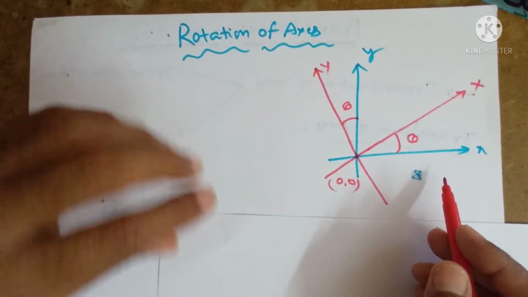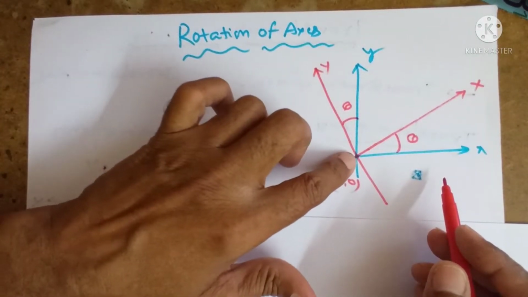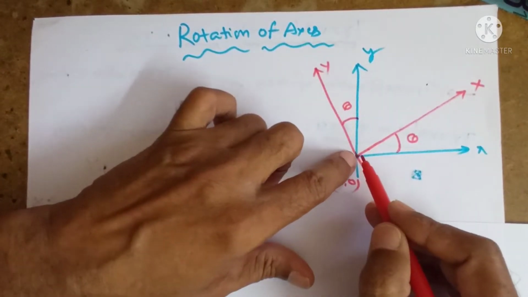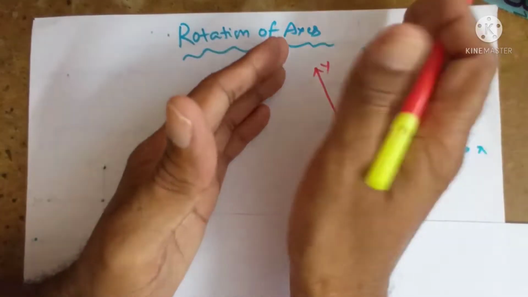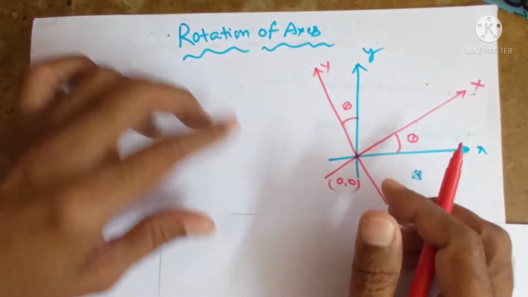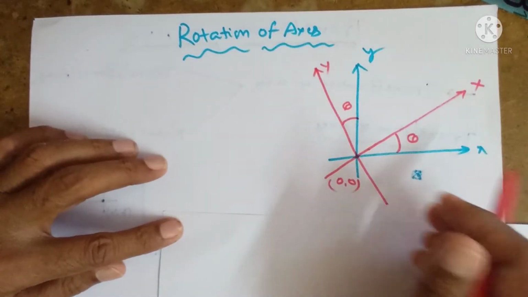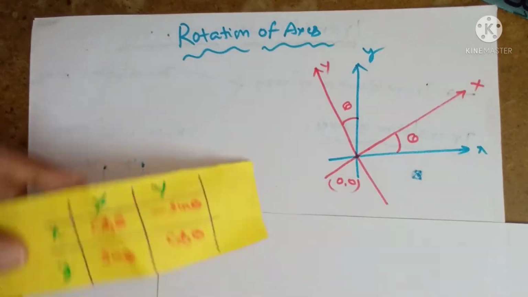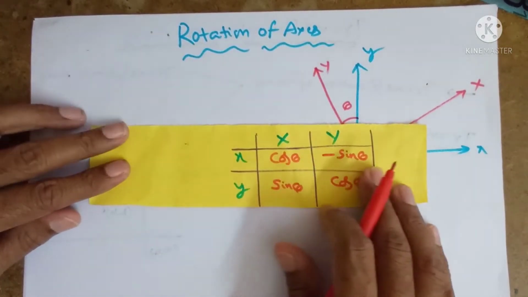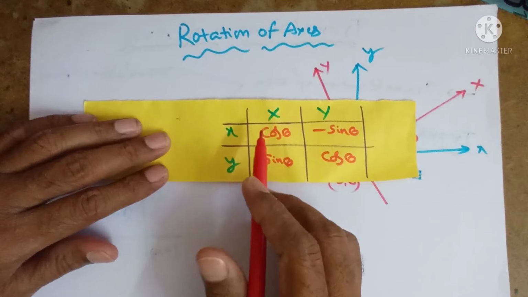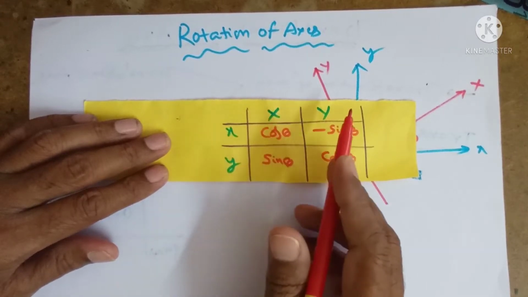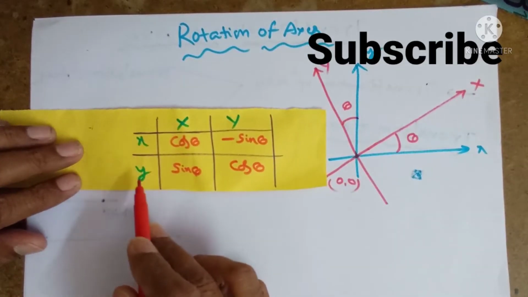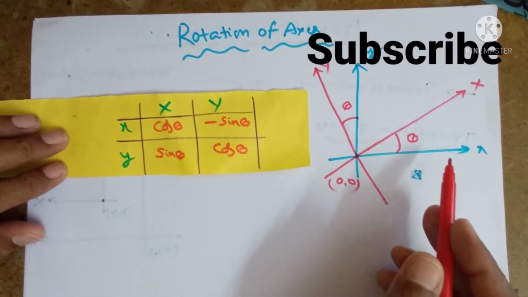So what is rotation of axis? If the axes are rotated through an angle theta about the origin, then this type of transformation is called rotation of axis. There is a very important formula here. Directly I am saying, capital X capital Y is with reference to the new axis, and small x small y is with reference to the original.